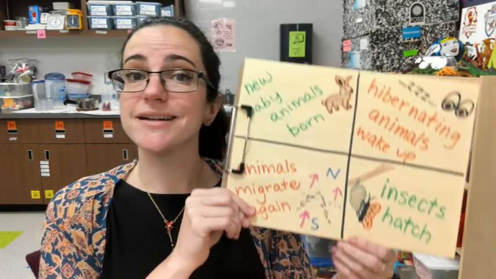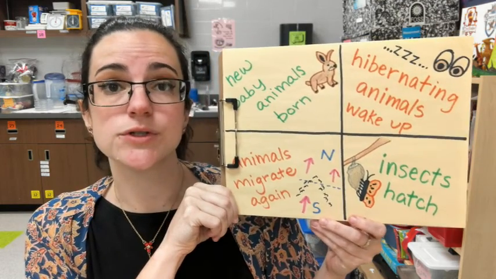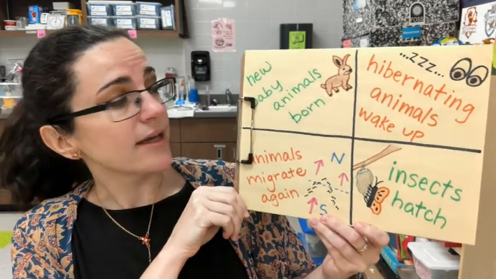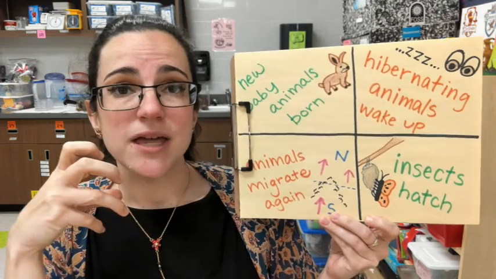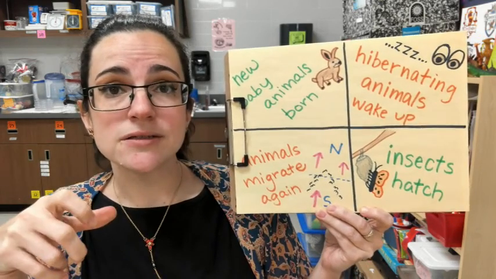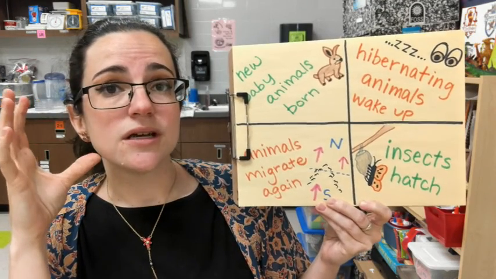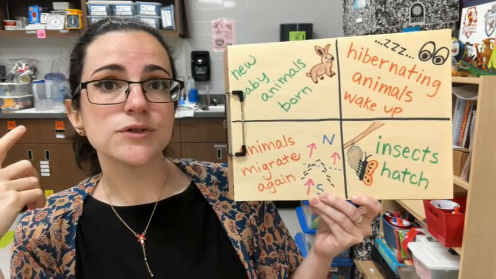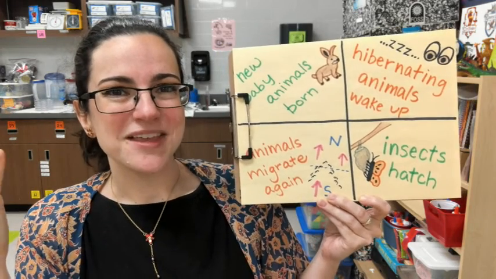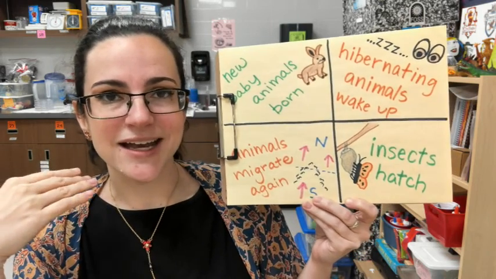So not only do plants go through changes during spring, but animals go through changes as well. When it comes to animals during springtime, we might see new baby animals being born. This might look like baby ducklings or baby bunnies or baby chipmunks or baby squirrels. And some of the animals that went into hibernation during winter are going to start waking up. They're going to come out of hibernation and be a part of their habitat again.